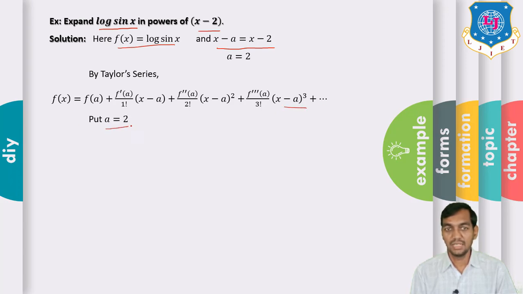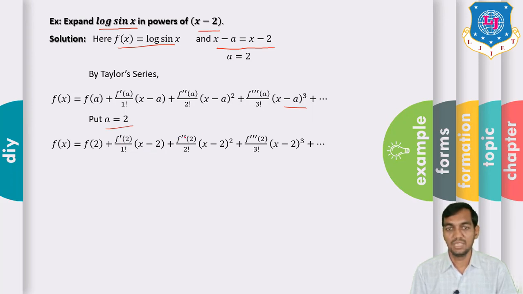So we are going to put a is equal to 2. That will be f(x) is equal to f(2) plus f dash 2 upon 1 factorial into (x minus 2) plus f double dash 2 upon 2 factorial (x minus 2) the whole square plus f triple dash of 2 divided by 3 factorial into (x minus 2) the whole cube. Now, to put the values f(2), f dash 2, f double dash 2, f triple dash 2, we are starting with f(x).